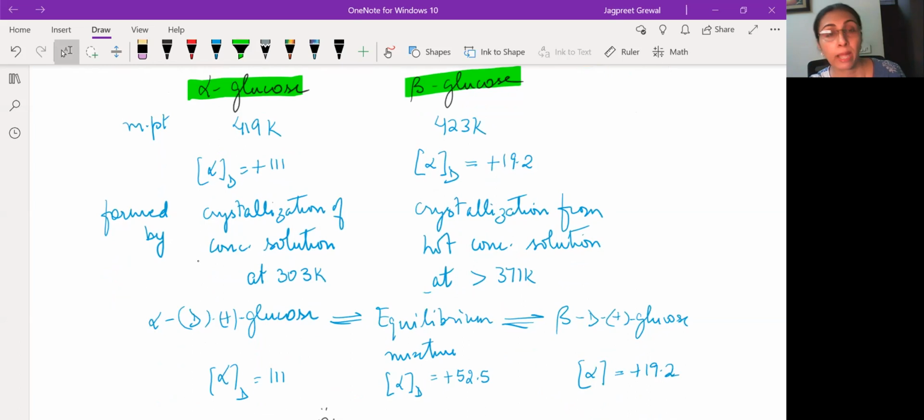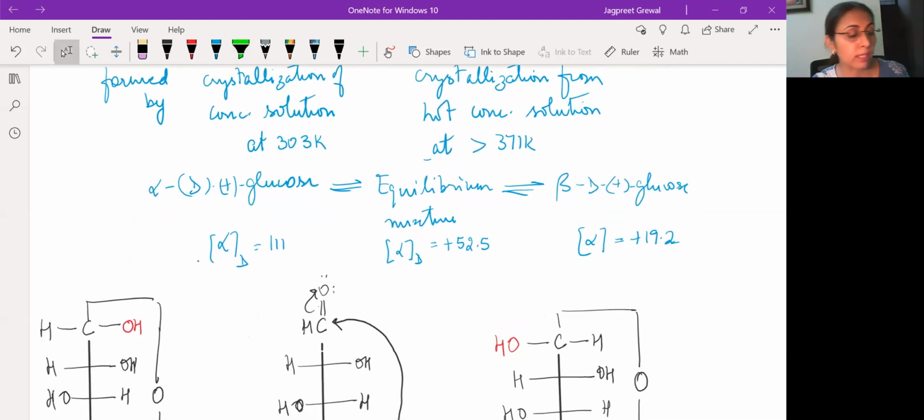They are formed by the crystallization of the solution at different temperatures. So this is at 303, this is more than 371 kelvins. And in fact, if we dissolve any of these isomers, let's say I dissolve alpha glucose in water, you get an equilibrium mixture which contains both alpha and beta. And even if I dissolve beta glucose in water, that also forms an equilibrium mixture that we can ascertain by finding the optical rotation. Because alpha glucose optical rotation decreases, whereas in beta glucose, if we dissolve, the optical rotation of the solution increases, and ultimately it settles at plus 52.5.